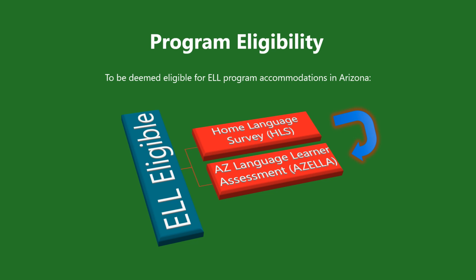The second of these is known as the AZELLA, the Arizona English Language Learner Assessment, and it is conducted following the HLS. This is then conducted annually to determine the student's level of proficiency. Initially, it is conducted to decide what placement the student would most benefit from. This is a standard assessment, and it is kept as a record for data keeping. This follows in accordance with both state and federal education guidelines.